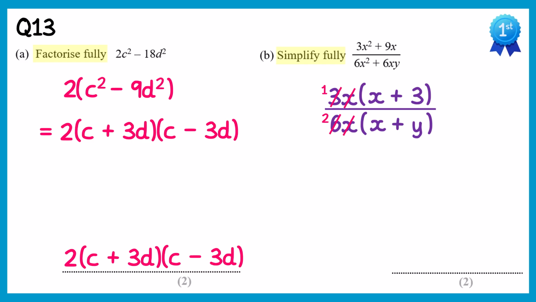We're now ready to write the answer. On the top of the fraction we have one lot of x plus 3, which is just x plus 3, and on the bottom we have two lots of x plus y.